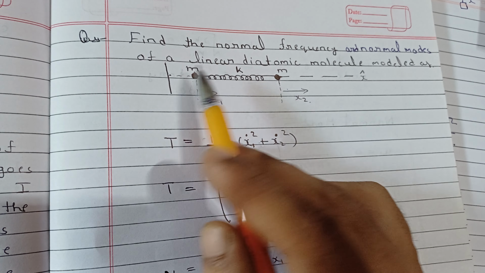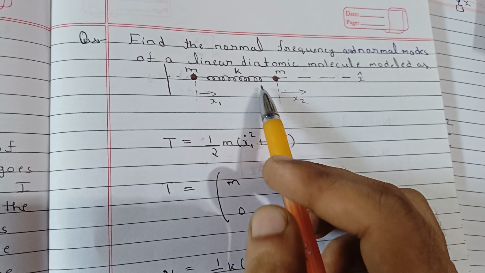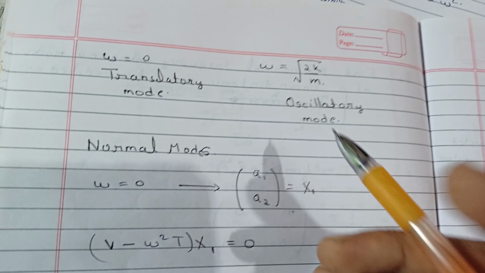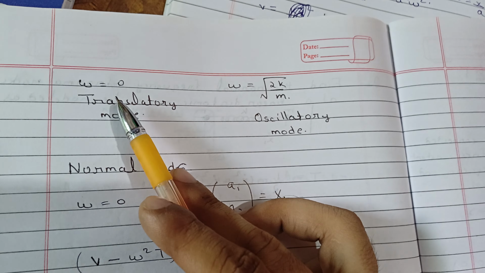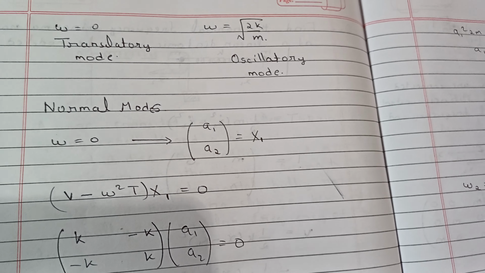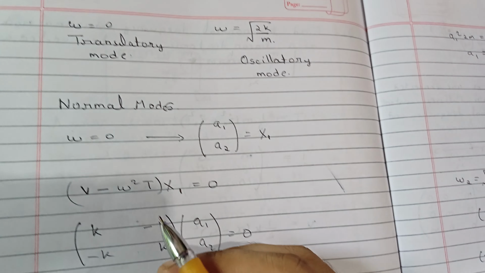And when there is compression and rarefaction, then you will see the oscillation also. So the second belongs to the oscillation and the first belongs to the translatory mode. So remember this, whenever frequency is 0 we call it translatory mode. So a question can be asked based on this. So you must know what is the translatory mode and the oscillatory mode.